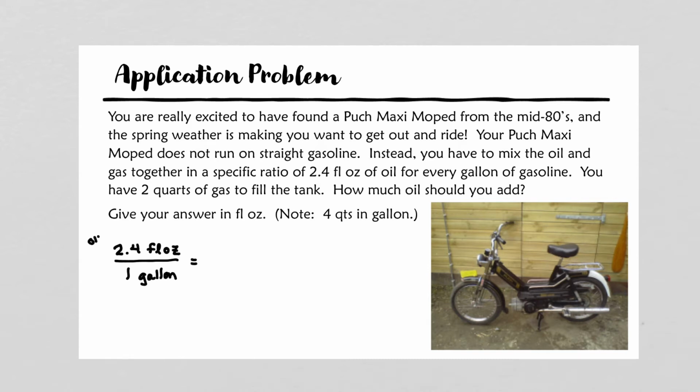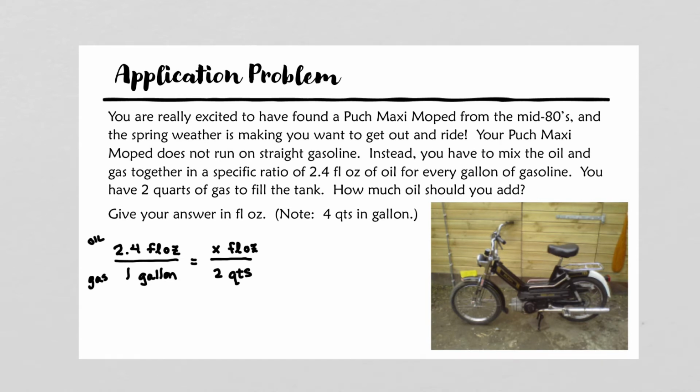The top then represents the amount of oil compared to the bottom, which represents the amount of gas. And that relationship has to stay constant so that when we have 2 quarts of gas, I will then be able to calculate the number of fluid ounces of oil, or how much oil I need to add. So this is what I'm thinking I need to do. 2.4 fluid ounces is to 1 gallon, as X fluid ounces is to 2 quarts.